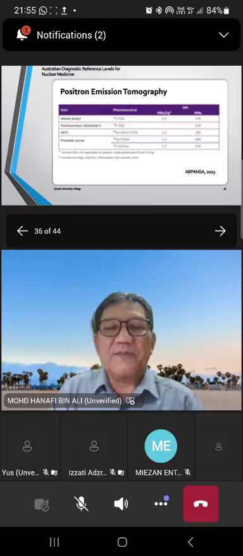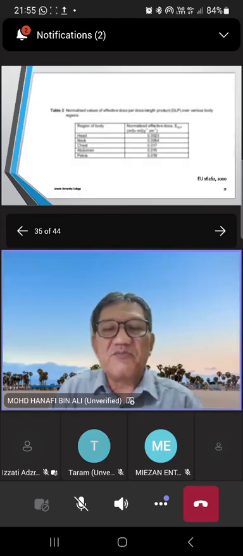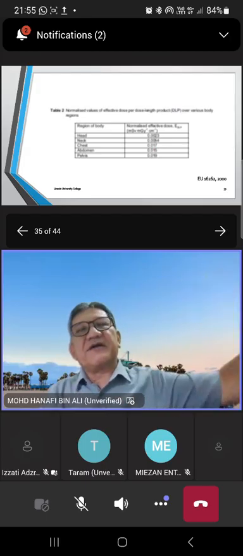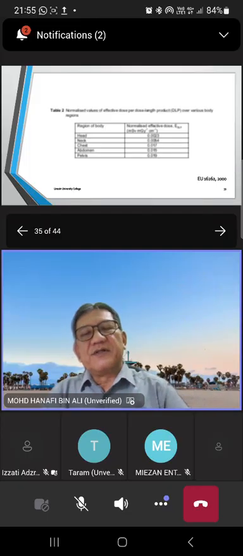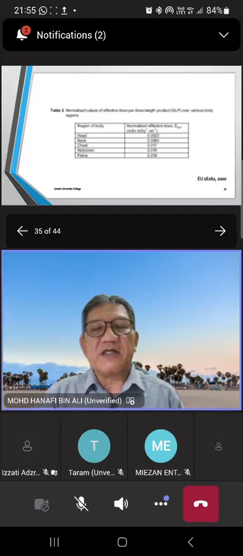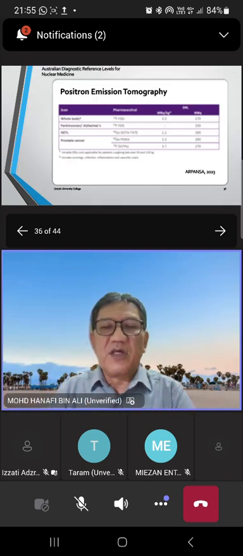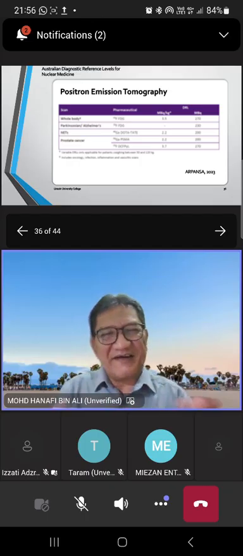Okay, continue. You can see here a table. This is from another organization. For example, we have American, European, and Australian radiation dose. We got an index here, so that they use this figure to multiply with the DLP. A little bit complicated, yeah.